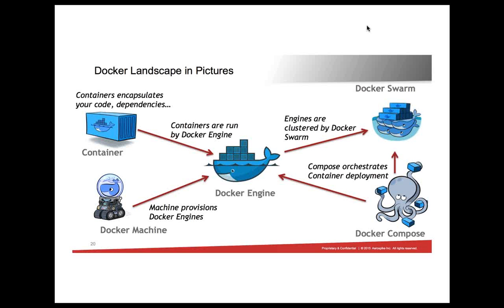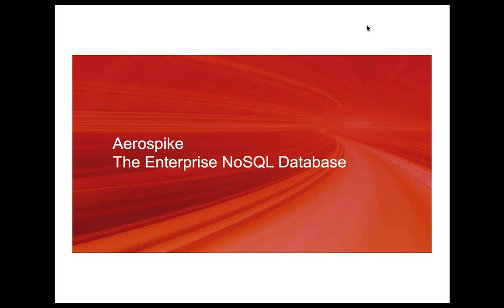And so Docker Swarm is Docker's clustering mechanism for Docker engines. So you can spread these engines across many physical hosts and then deploy your application to that cluster. So hopefully that will give you some idea of some of the components we're going to talk about today and how they fit together. Okay, so that was the container part.